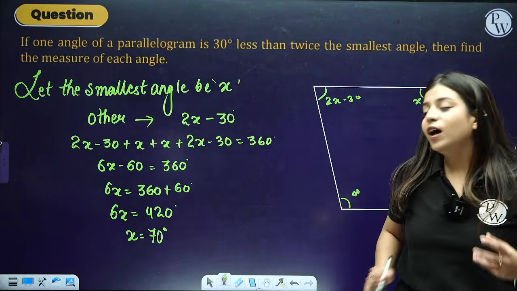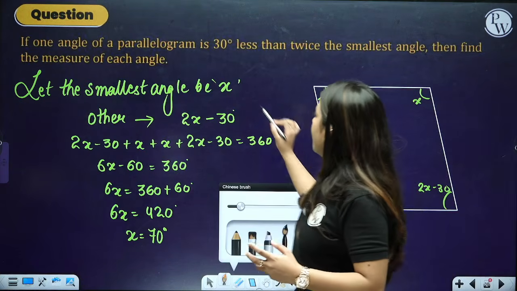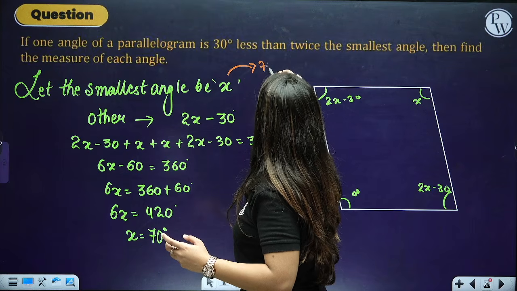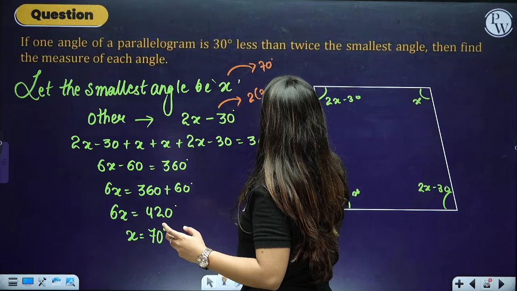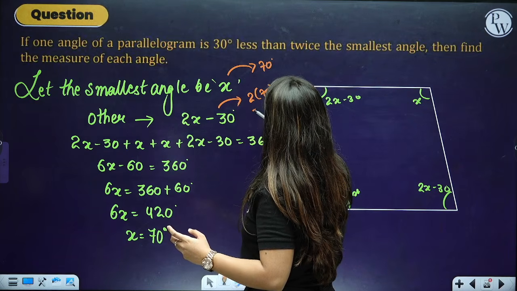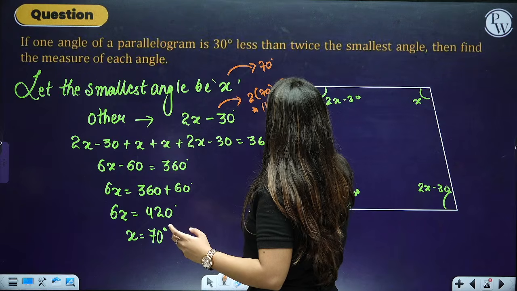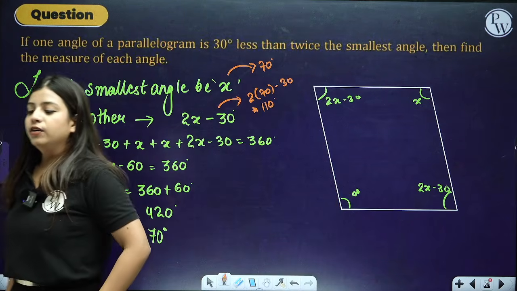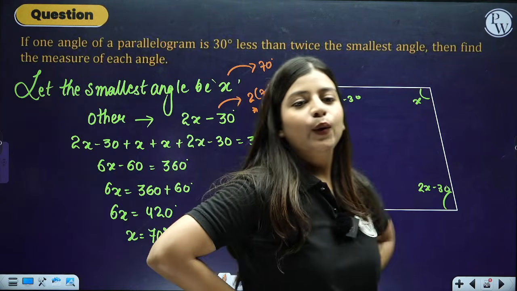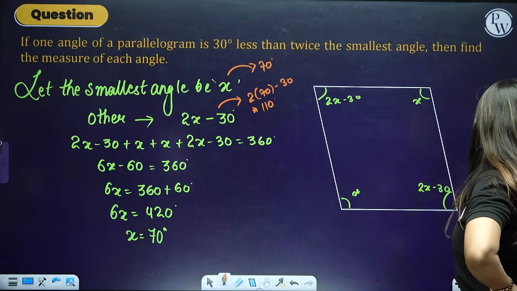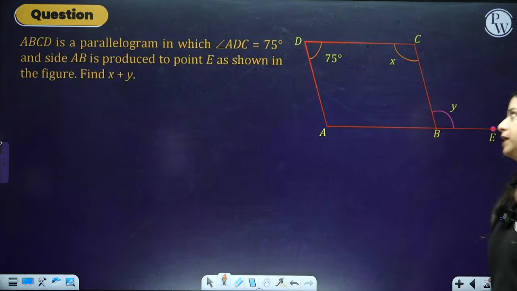That means the smallest angle of the parallelogram is 70 degrees. So this angle will be twice of 70 minus 30 degrees, 140 minus 30 degrees, that means 110 degrees. I hope that this thing is absolutely clear. Now let's jump to the next question.